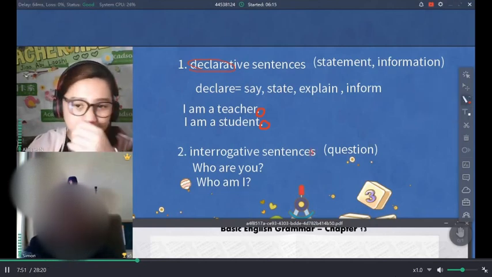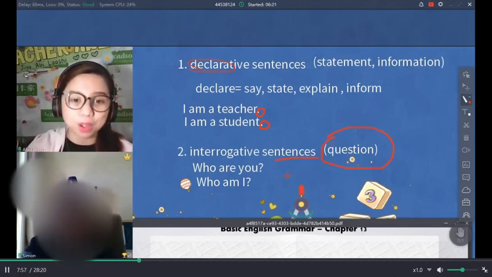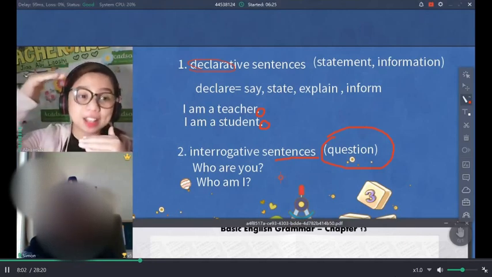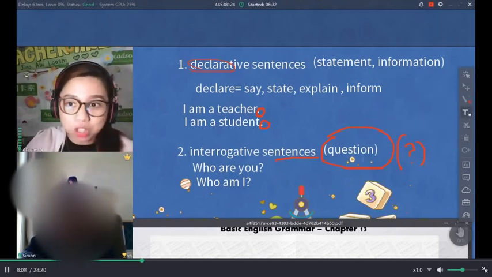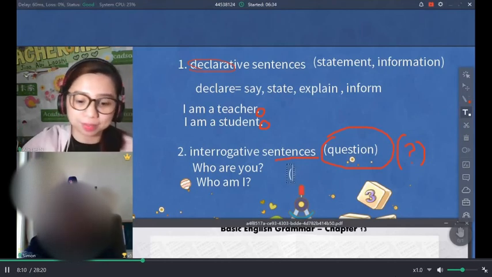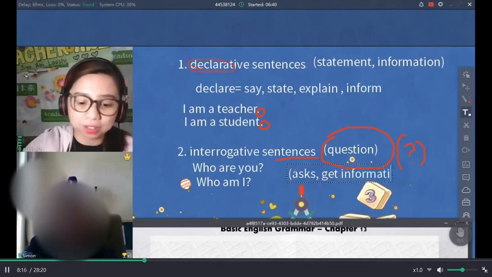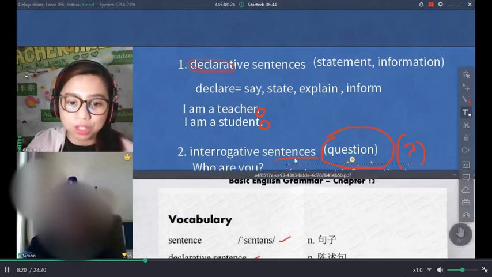Maybe you will say, oh, why are these sentences? But you said they are questions. Maybe that's confusing. Well, the question is still a sentence, but it's in the form of a question, which asks. The purpose is to ask or get information. Okay. So now let's move on to the next page.